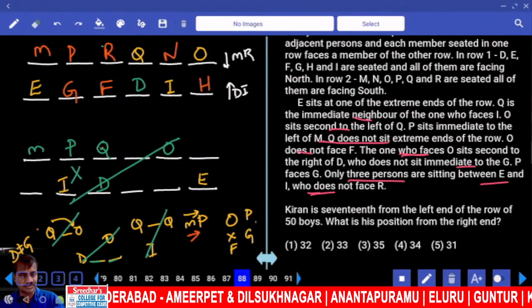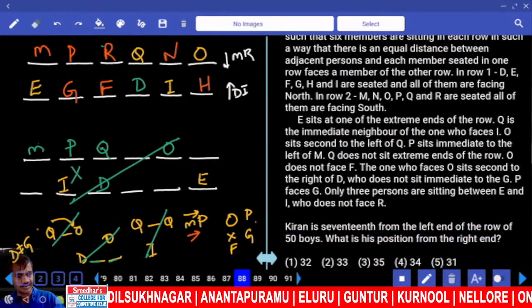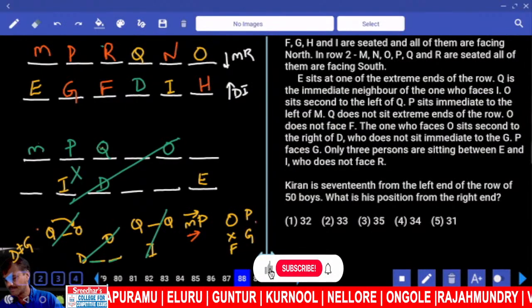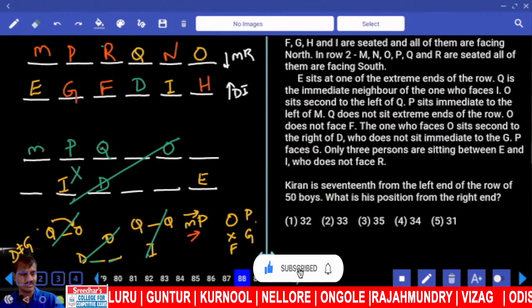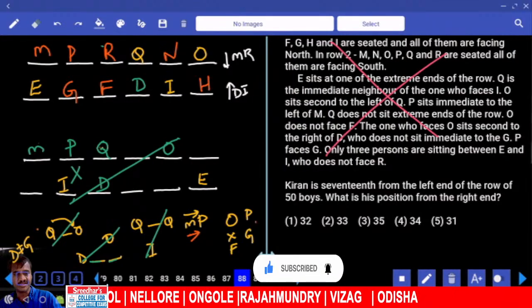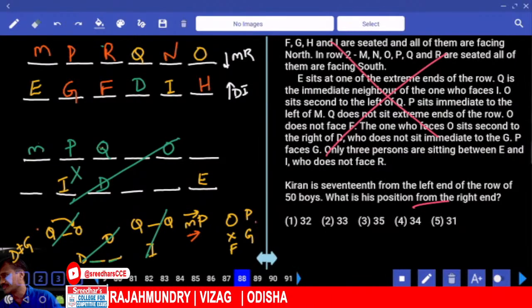Then 88 onwards. Now 88, is it based on the same information? No, different information. This is not related to this one. Kiran is 17th from the left end of the row of 50 boys. Position from the right?